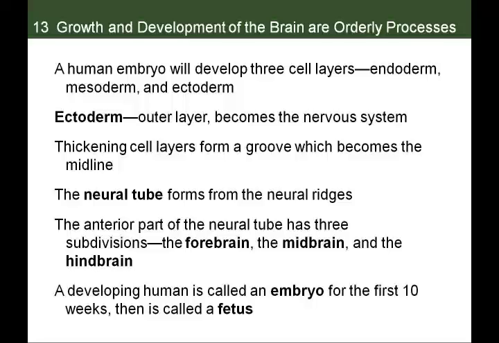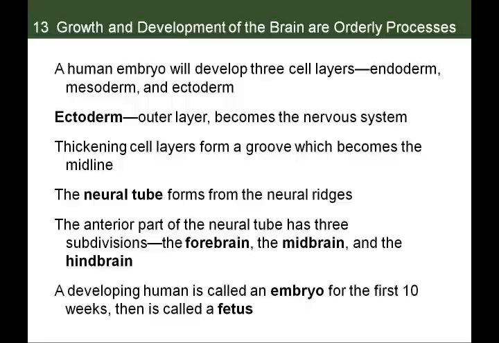Okay, let's look at prenatal development, or how the nervous system actually develops. The human embryo develops into three cell layers: the ecto, the endo, and the meso. Derm means skin. The ectoderm is the outer layer. Ecto means outer. It's going to thicken, and it's going to become the nervous system. So the outer layer of the embryo is what becomes the nervous system. In the middle of that, there's a plate that folds upon itself, which we call the neural tube. That also forms neural ridges that will become very important.